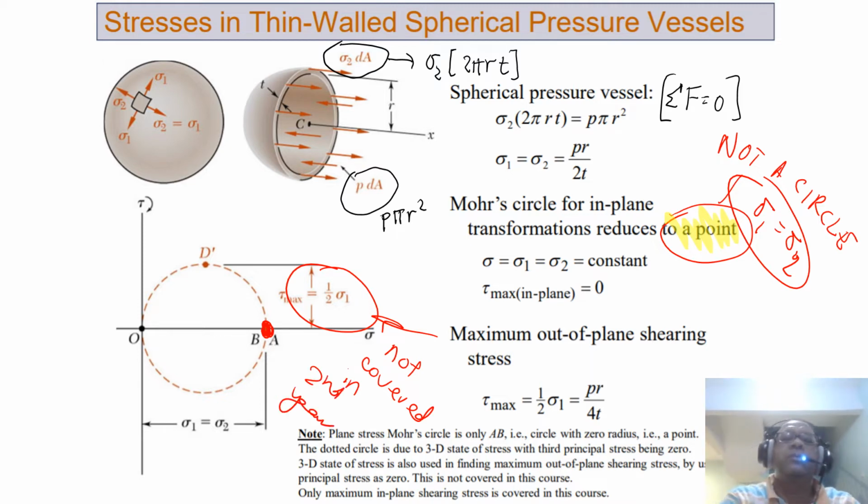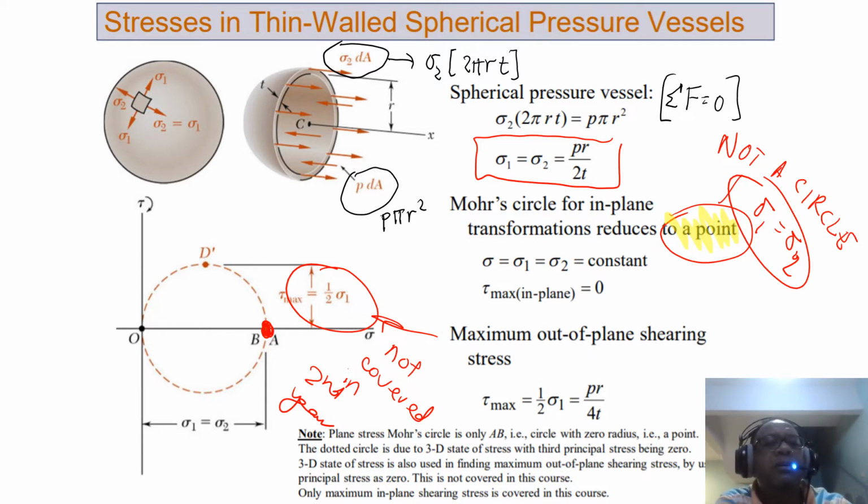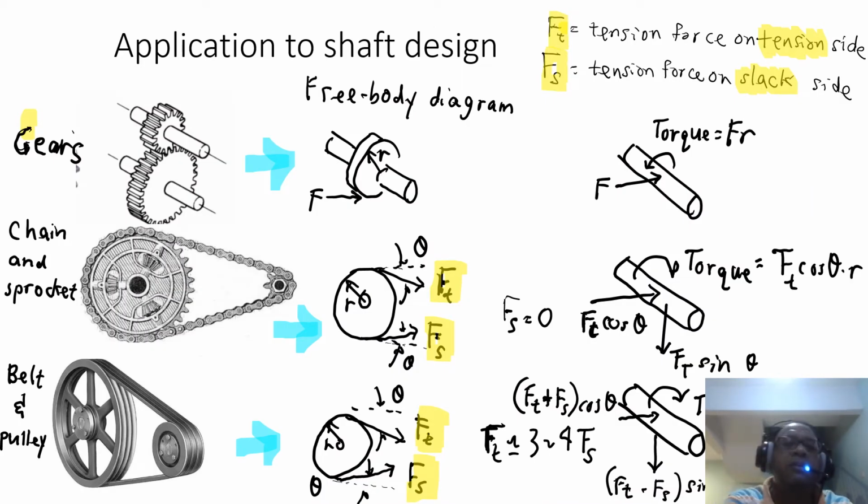Okay, so this is an introduction to you, but what we have here is that your hoop stress and longitudinal stress is PR over 2T, in comparison to the cylindrical pressure vessel, which is PR over T. So the advantage of a thin wall spherical vessel, in comparison, if you have a cylinder, for example, then it's more advantageous to use the sphere.